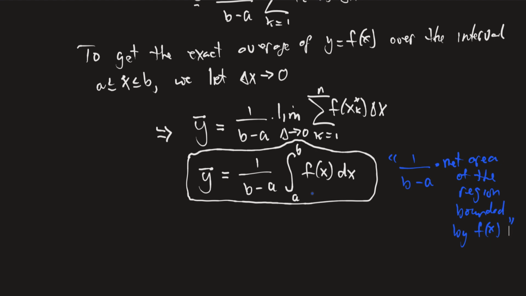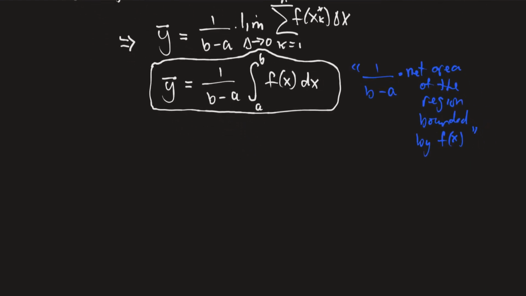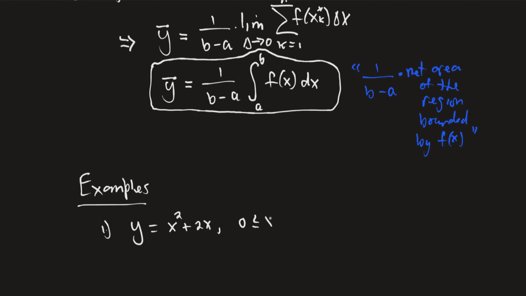Okay, so let's do a couple examples of this, and we'll see how it goes. All right. So what I'm going to do is just state the function, state the interval, and then mention that we're finding the average value. So let's say our function is something simple like x squared plus 2x, and let's say the interval is from x equals 0 to x equals 2, right?